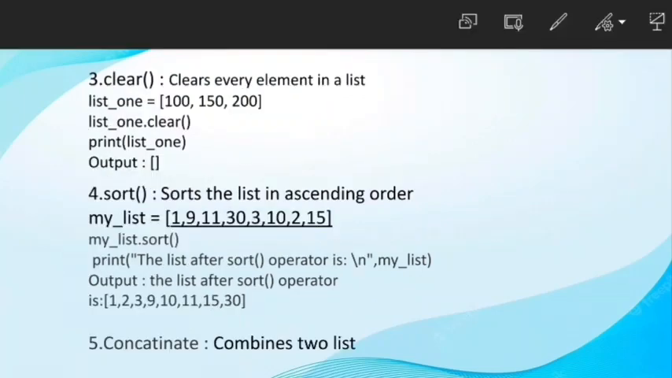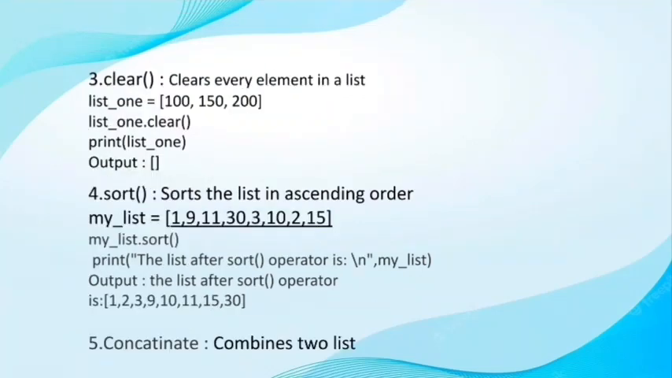The next operation is clear. Clear is nothing but it clears every element present in a list. Now let us take a list such as list1 equal to 100, 150, 200. By using this clear operation, we can clear every element, and the syntax is name of the list dot clear function, and the output is an empty list as it clears each and every element present in a list.